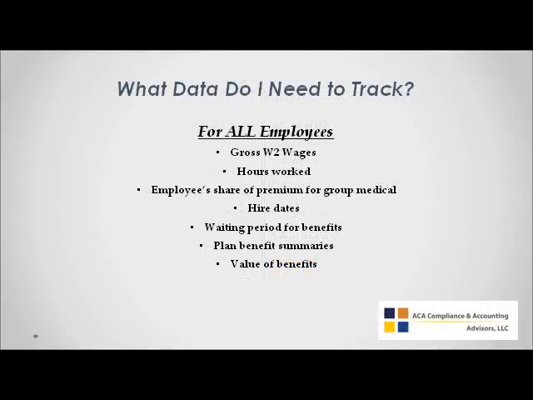The ACA requires all businesses with 50 or more full-time equivalent employees to track employee data on a monthly basis and be able to report monthly. But actual reporting will more than likely be on an annual basis. The required reporting data includes 1. Gross wages before deductions. 2. Hours worked for all employees. 3. Employee hire data. 4. Waiting periods to determine when the employee is eligible for benefits.